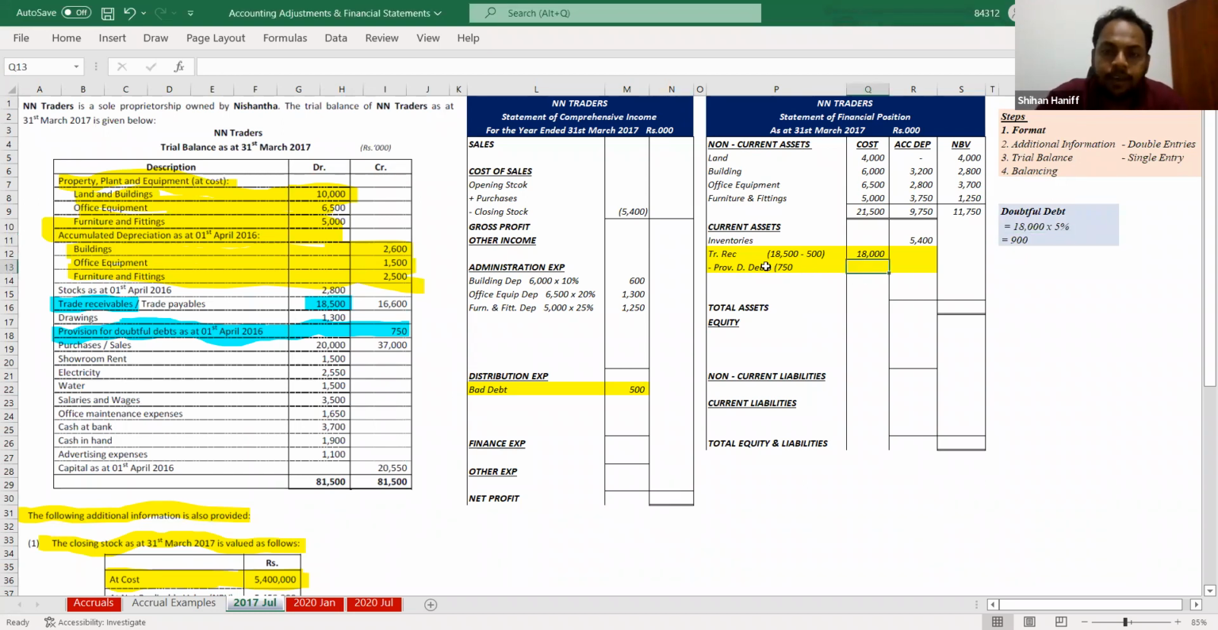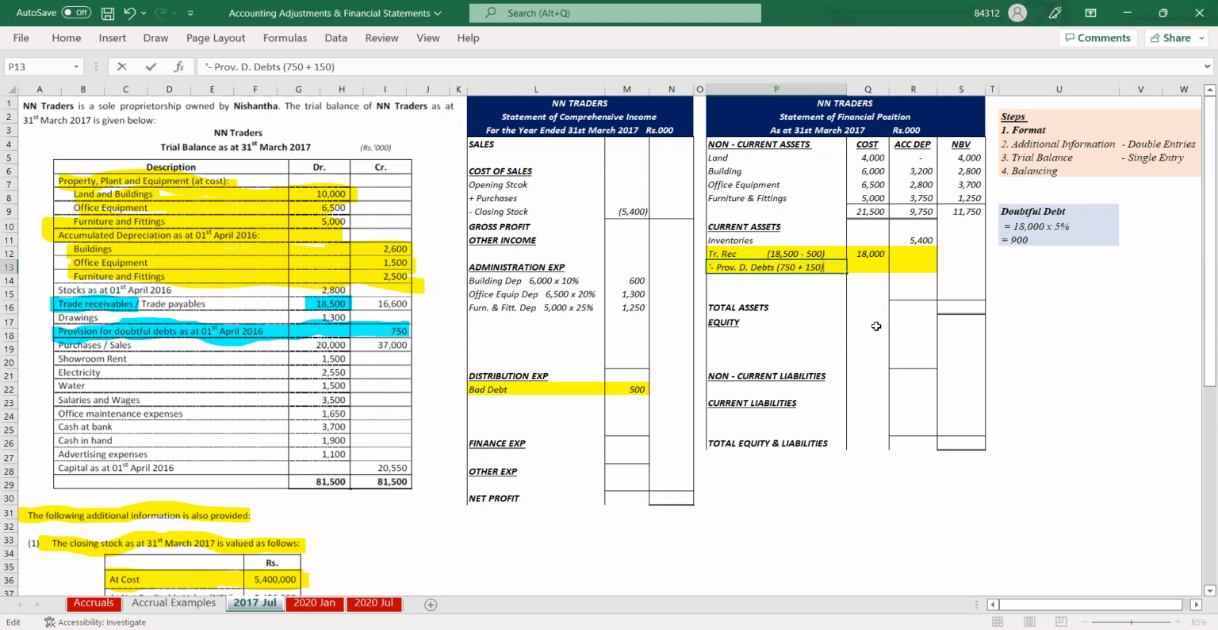Okay. So you can see here already there is a balance of 750. Already in the provision for doubtful debts account, there is a balance of 750. So this should become 900. So to make this 900, what you have to do? You have to increase this by how much? Increase this by 150. Yes.